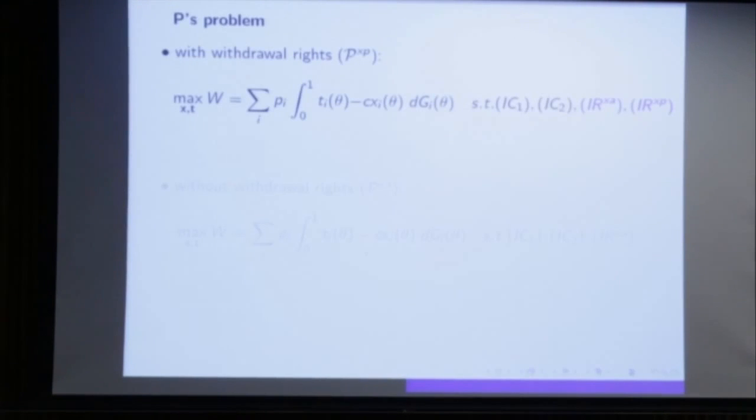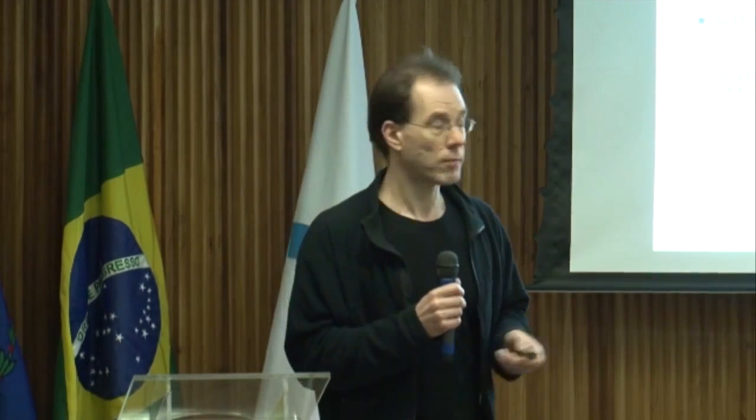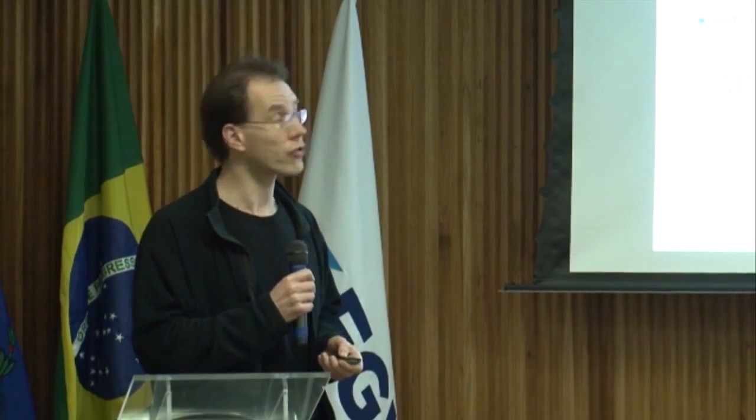So I didn't say anything silly yet, I think. So the principal's problem with withdrawal rights is simply to maximize the expected payoff of the principal, the expected transfers he gets minus the cost, under these incentive constraints and these individual rationality constraints. If we do the standard approach, if we forget about the withdrawal rights, I have almost the same problem, I just can forget about the ex post IR. And this is what Courtier and Lee do, this is what we call sequential screening.